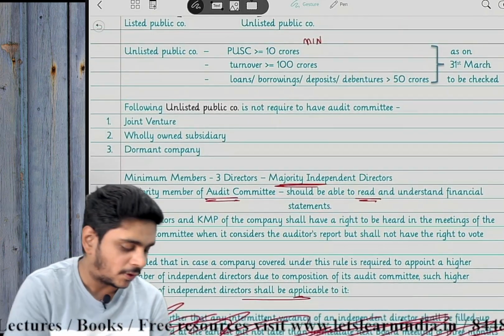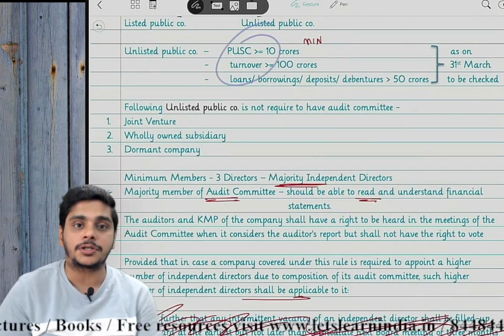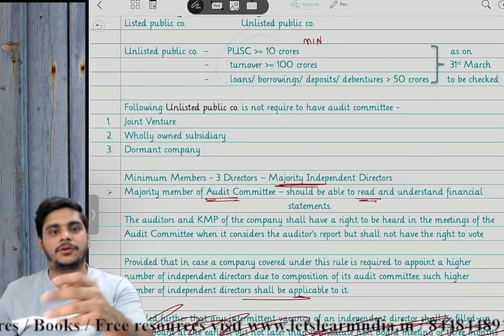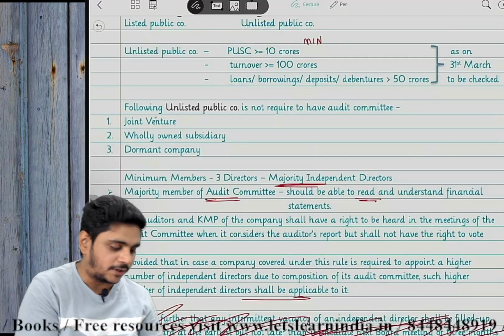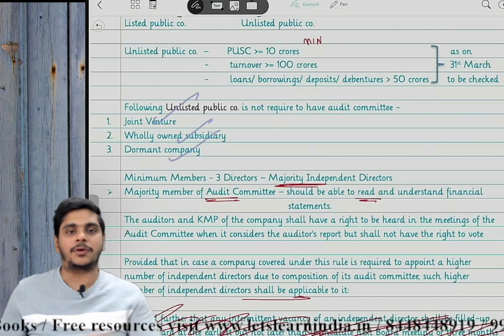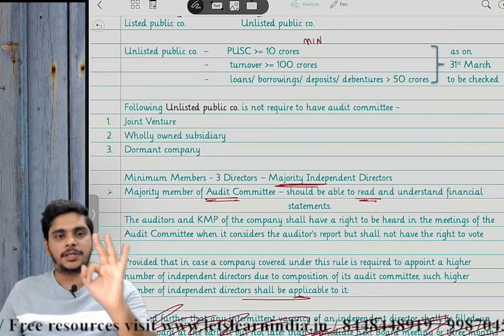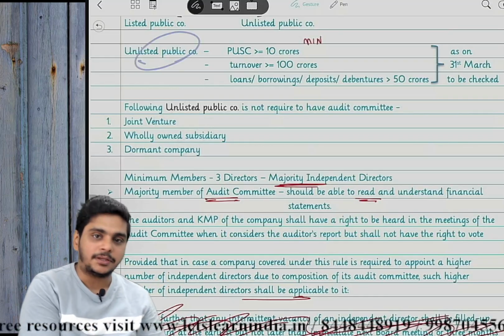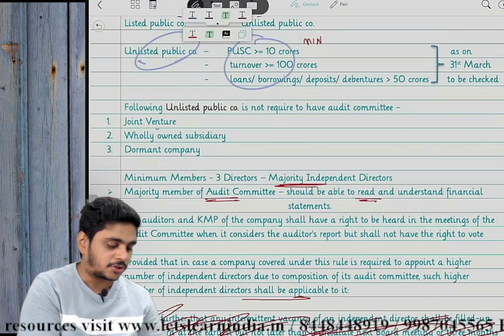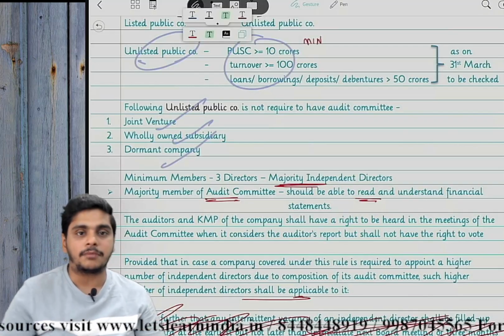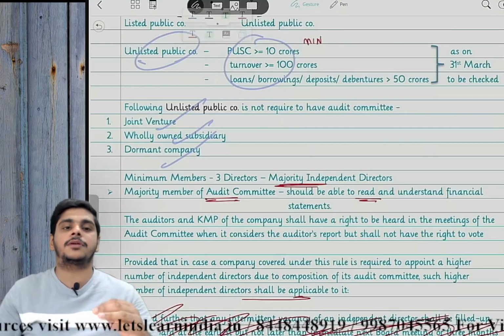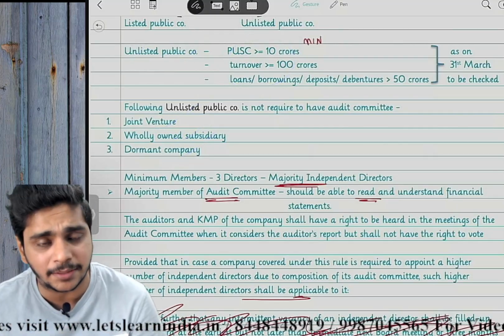Now, if you are an unlisted public company and you fall in that limit, of capital, turnover or loans, but you are a joint venture or a wholly owned subsidiary or a dormant company, you are exempted. Joint venture, wholly owned subsidiary, dormant company, these 3 companies are exempted.